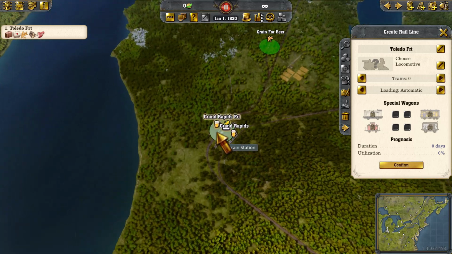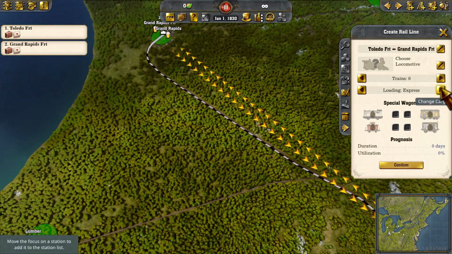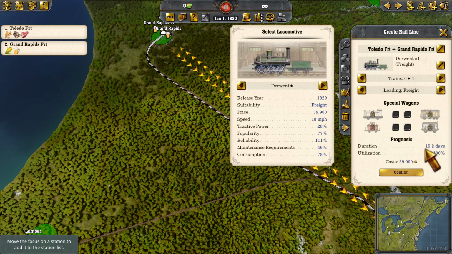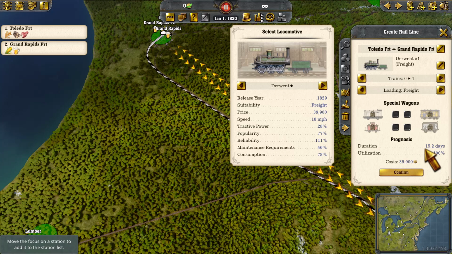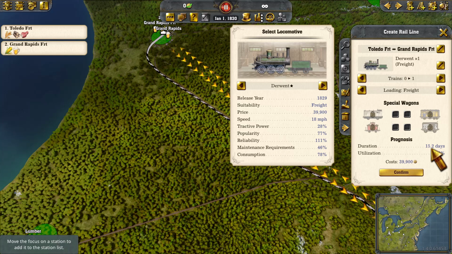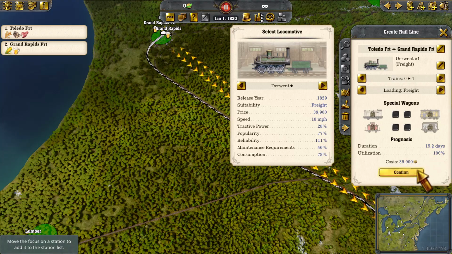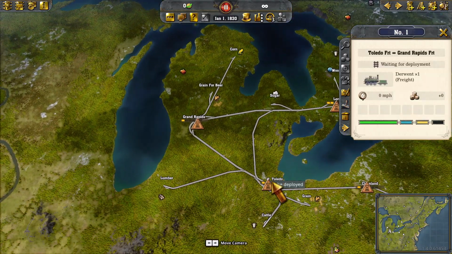Toledo Freight to Grand Rapids Freight, and it is going to be a freight line. We're running these little 1830s trains that are kind of pathetic, but we would look at that and say, okay, it takes 15 days for one train, and we said we wanted a frequency of 18, so we're good. One train is fine. That's going to exchange. That's going to take meat to Grand Rapids, beer back. It's also going to take eventually, as these are loaded, lumber and grain this way, probably more lumber than grain, and it's going to bring back the beer plus corn at this point back to Toledo.